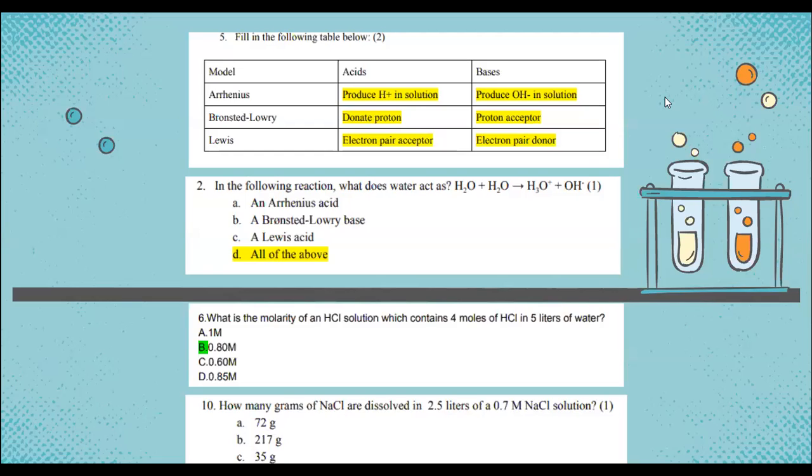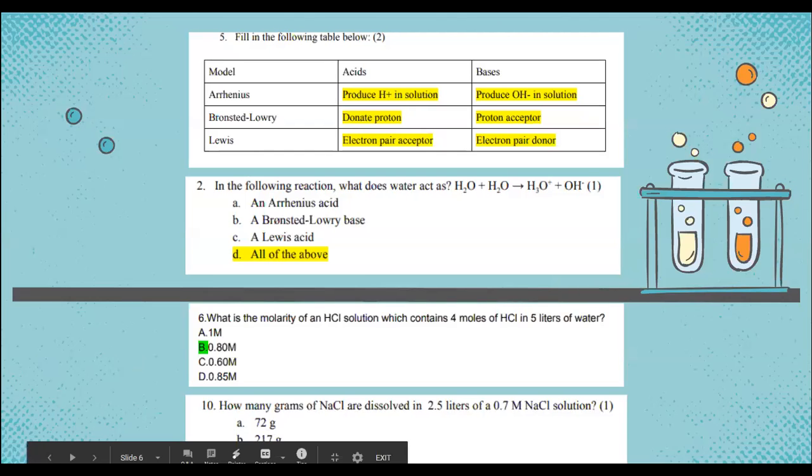How many grams of NaCl are dissolved in 2.5 liters of a 0.7 molar NaCl solution? All you have to do is convert NaCl to grams. So you need to look at the periodic table, which was on the previous slide.